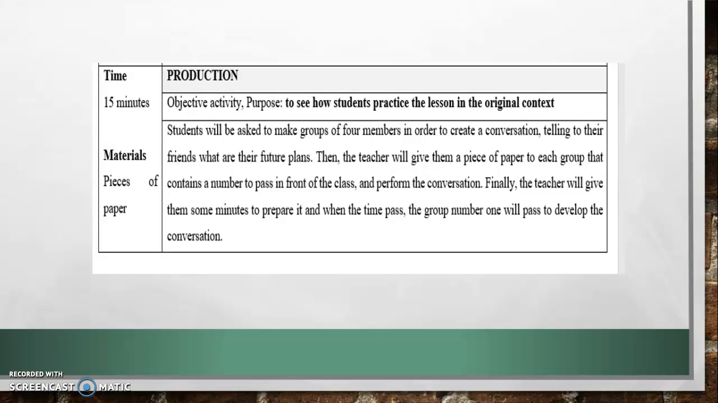Students will be asked to make groups of 4 members in order to create a conversation telling their friends what their future plans are. Then the teacher will give each group a piece of paper that contains a number to pass in front of the class and perform the conversation. Finally, the teacher will give them some minutes to prepare it, and when the time passes, group number 1 will pass to develop the conversation. For this activity, the time is 15 minutes and the materials are pieces of paper.